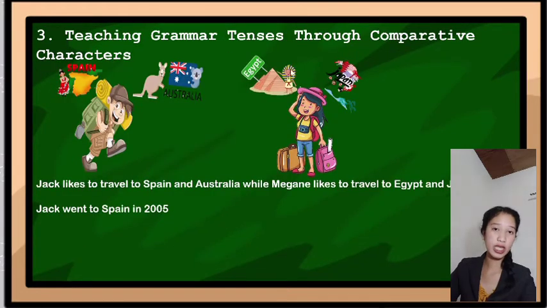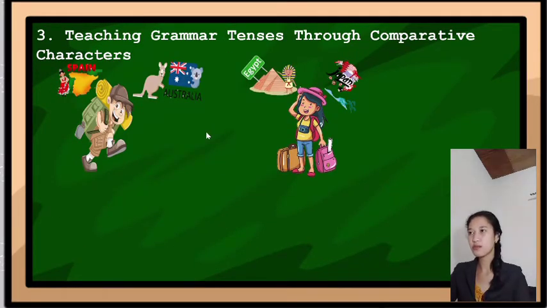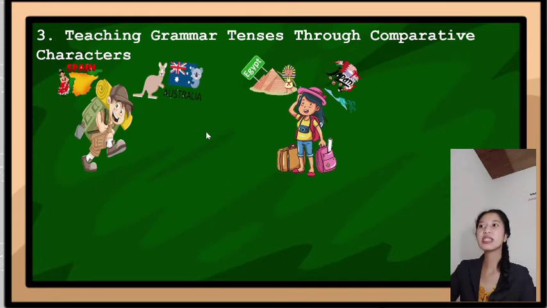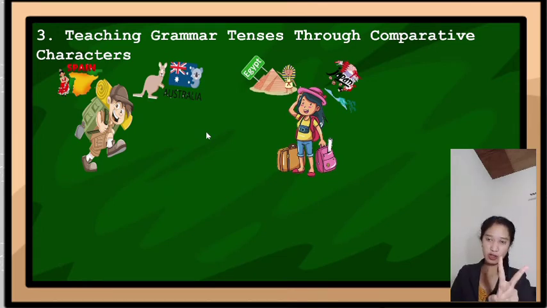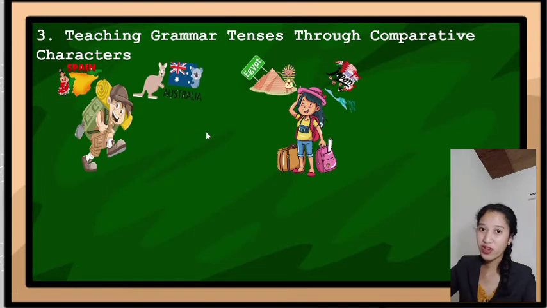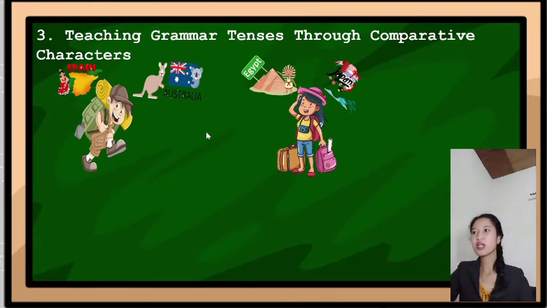The third one in using stories is teaching grammar tenses through comparative characters. Here, comparative characters are two characters who have different similarities and differences. So here, let's figure it out. Here is the example. Here you can see a boy. His name is Jack. What do you think is Jack's hobby? From his physical appearance, what do you think?